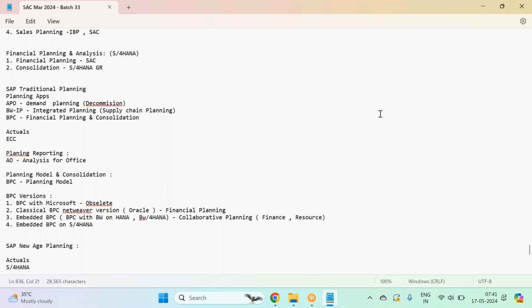Who will do the number revisions? It is always the planner who does the number revisions. So they always do it in Analysis for Office, AO. And once they click on submit or save, that data will be written back to the planning model in the BPC system. That data will always be written back to the data model in the BPC system.